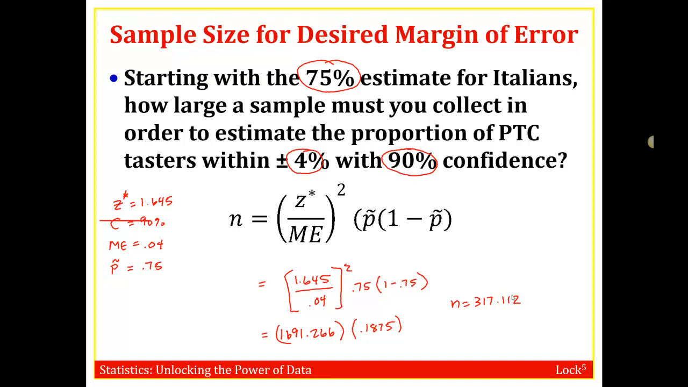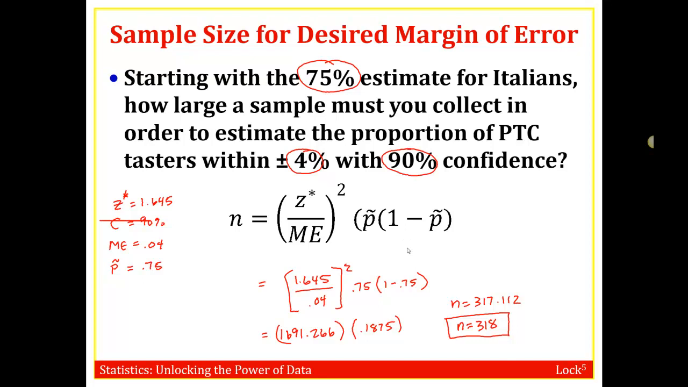the knee or something like that. We would sample the whole person. So we always, always, always round up for sample size. It doesn't matter what decimal number is beyond the decimal. If there's any number beyond the decimal, you always round up. So in this case, that means that we need 318 people in order to end up with a margin of error of 4%.